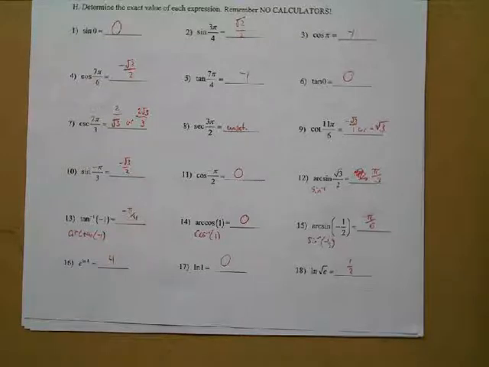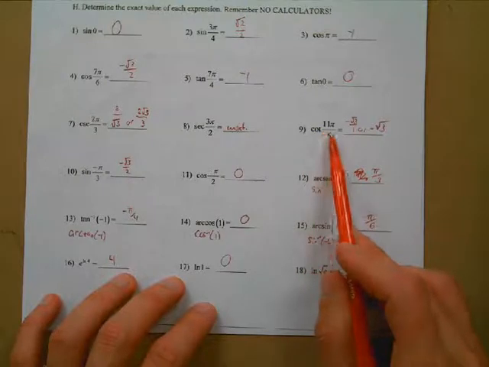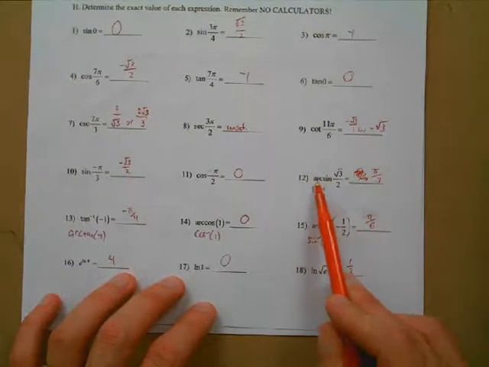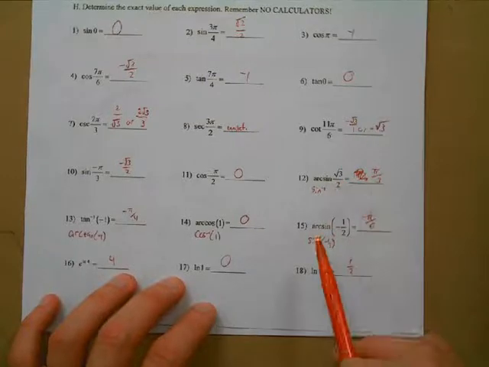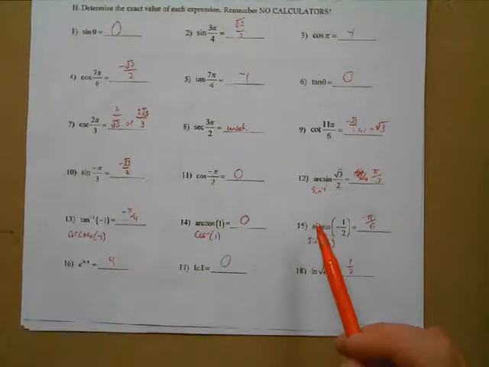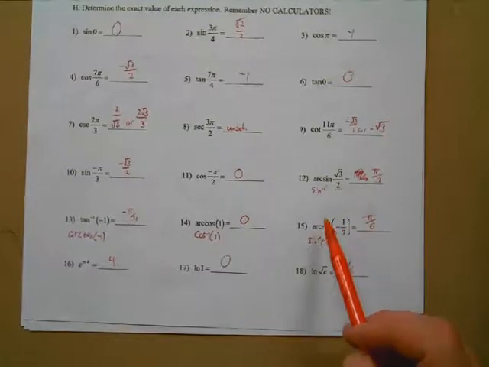Moving on to arccosine of 1. Okay, so now we're in a little bit of trouble here because we can't get a ratio of 1 using cosine for any of these right triangles. But we have to remember that cosine is equal to 1 at 0. So there's our angle. All right, and that's the trig right there.